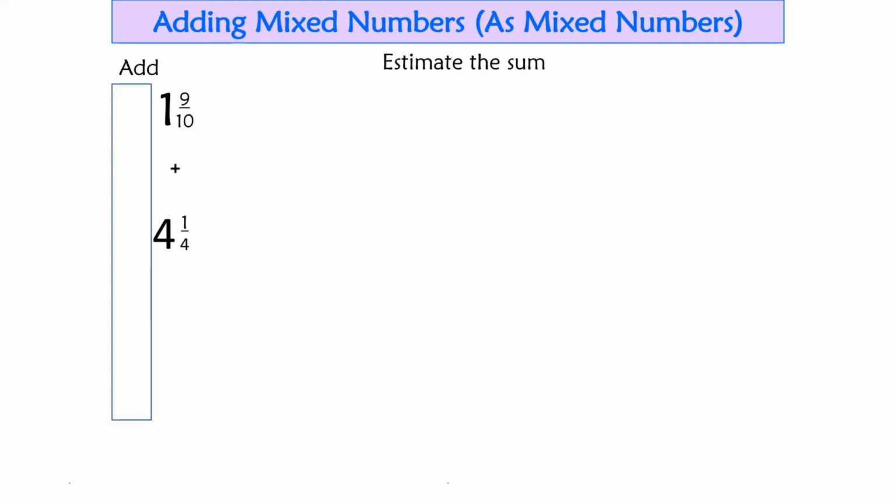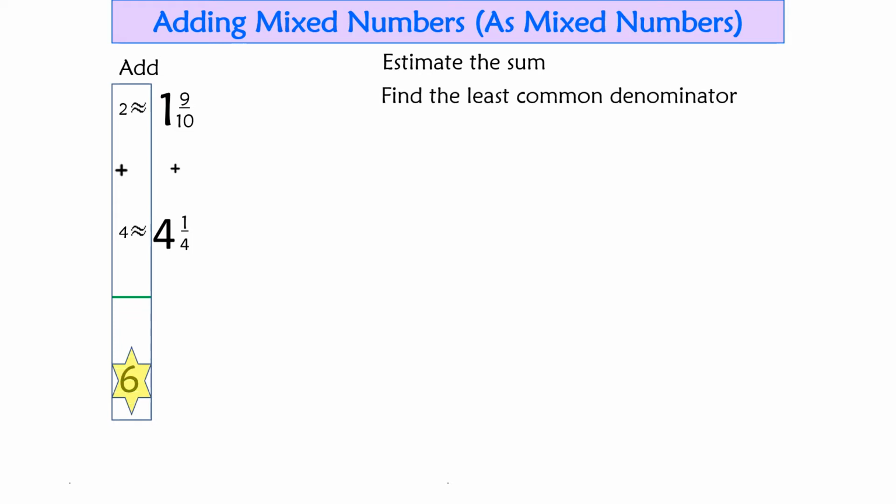Before we do that, let's estimate what the sum is going to be. 1 and 9/10 is roughly about 2, and 4 and a fourth is roughly about 4. So about 2 plus about 4 ought to give us a sum of about 6. We'll check in with that at the end. Now, on to the mixed numbers.